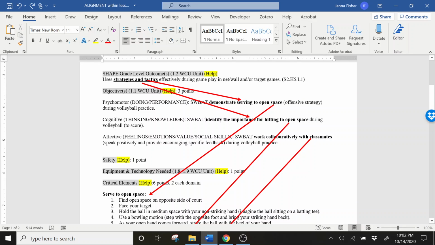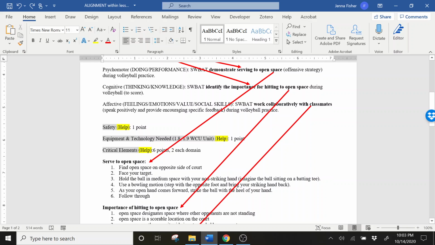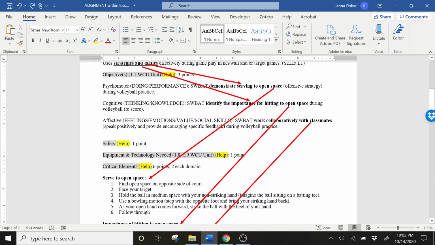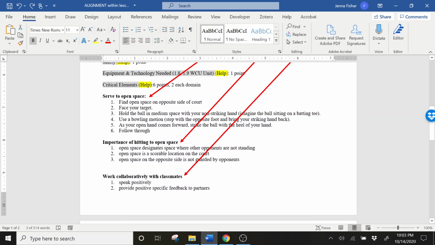And then your affective objective, looking at those feelings, emotions, values, or social skills, again relating to some type of activity, relating to the sport or activity you're teaching, which is volleyball. And then making sure that you have critical elements to define that major product or outcome from your objective, that you're really describing what specifically you're looking for.